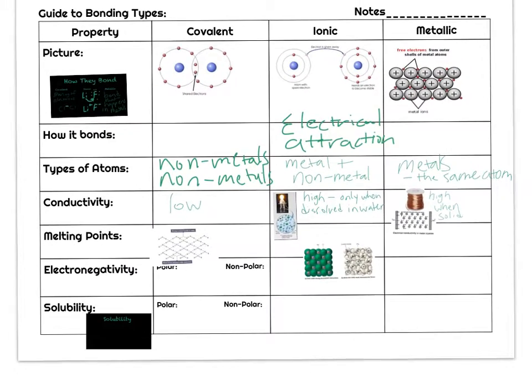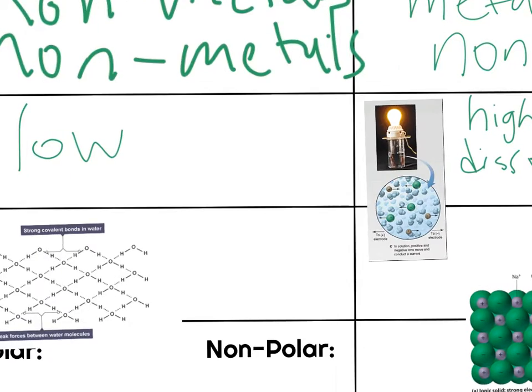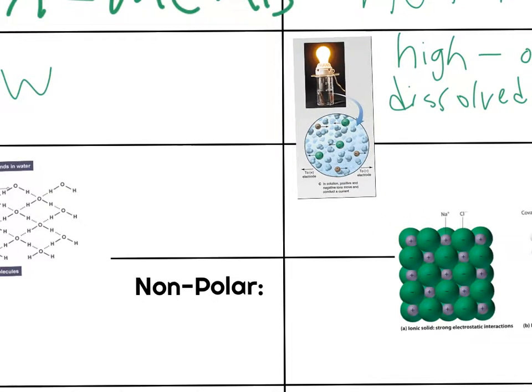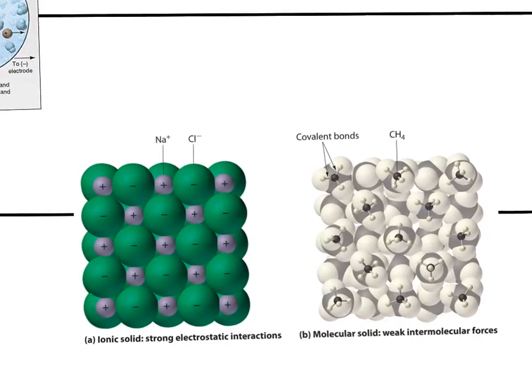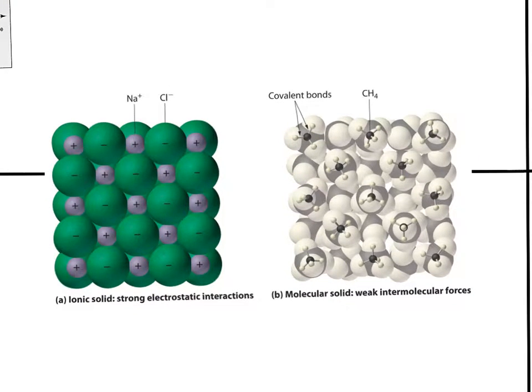Okay, next, melting points. For the melting points, we have to look a little bit at the structure of what compounds look like. If we blow this up here, we're looking at an ionic bonded compound versus a covalent bonded compound. Now you can see that the ionically bonded compound, like sodium and chlorine, fit together really nicely, right? They're tightly packed together. You can see here's a positive ion, here's a chlorine, and they're all tightly packed together.